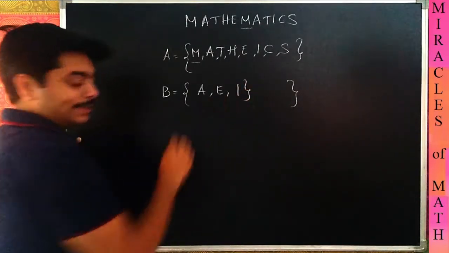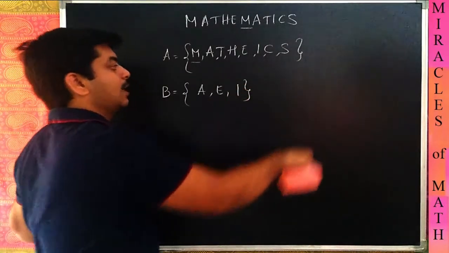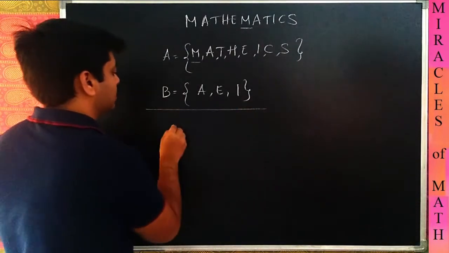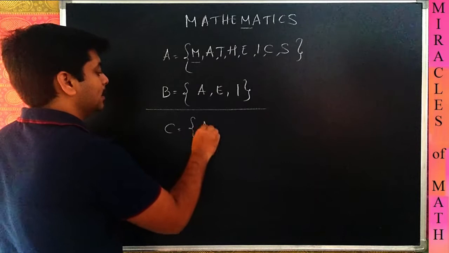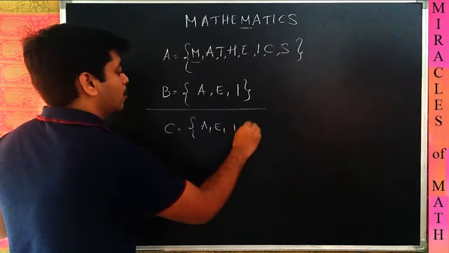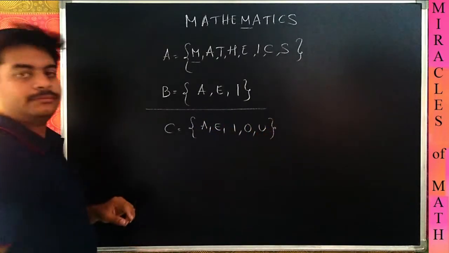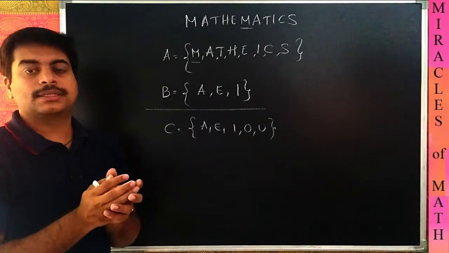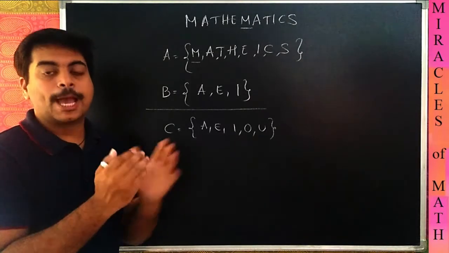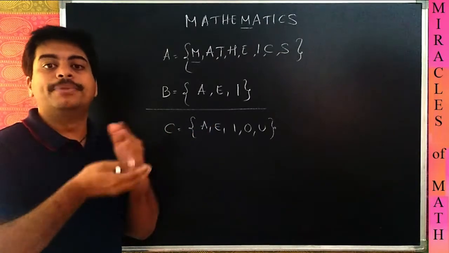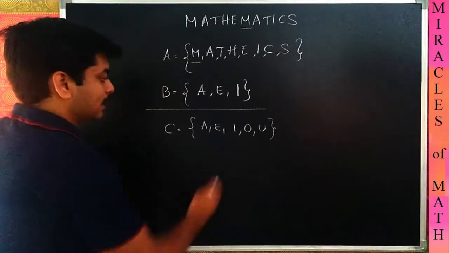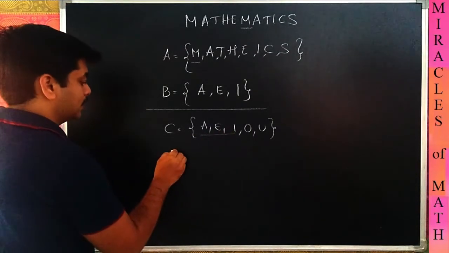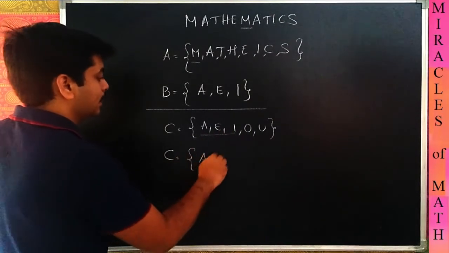Understood? Set of all vowels in the English alphabet. You know that A, E, I, O, U, all 5 will come. Now, set of all English vowels before the letter O. Just before the letter O, whatever we have, we should write only that. So C is equal to {A, E, I}.